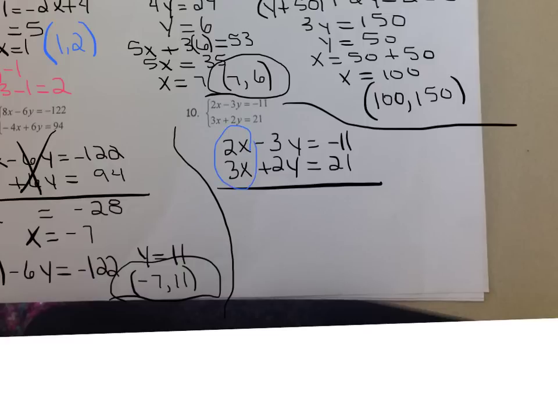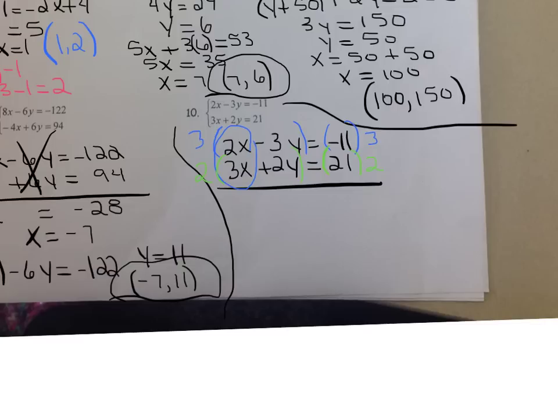Alright, now the coefficients for my x's are 2 and 3. What is the least common multiple for 2 and 3? It is 6. And what do I need to multiply 2 by to get 6? You need to multiply it by 3. So I'm going to multiply both sides by 3. Then I'm going to multiply both of these sides by 2.